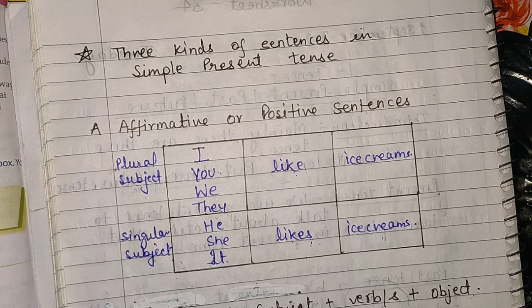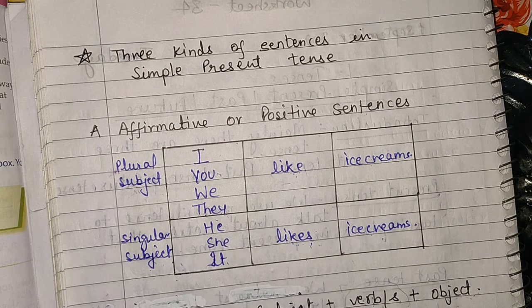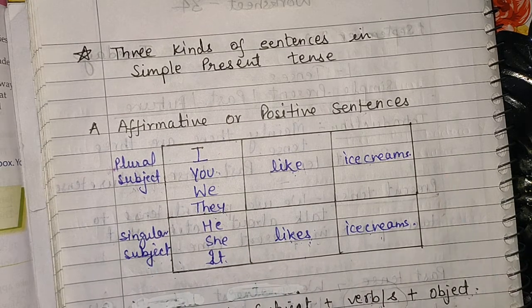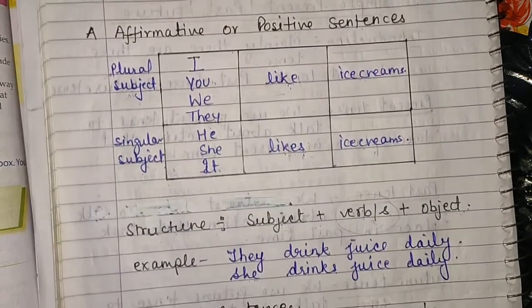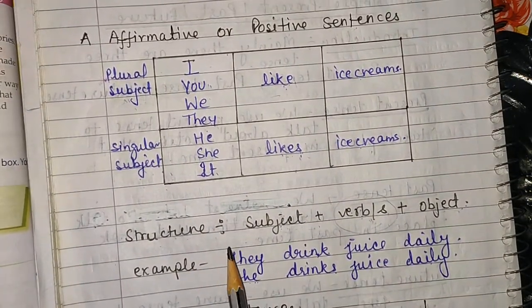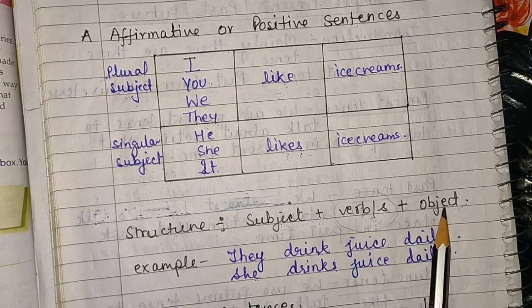All right, so let's start with the positive sentence of simple present tense. Now this is affirmative or positive. Affirmative and positive means the same thing. Okay, positive. Now here you can see I have written the structure of affirmative sentence or positive sentence in simple present tense. The structure is subject plus verb plus object.